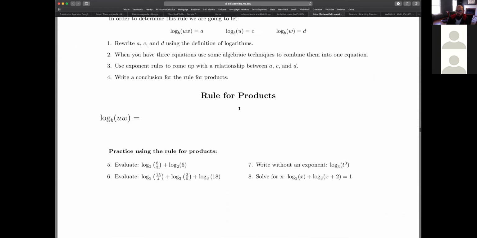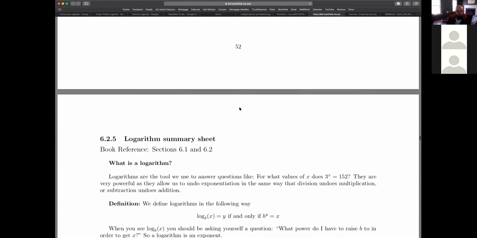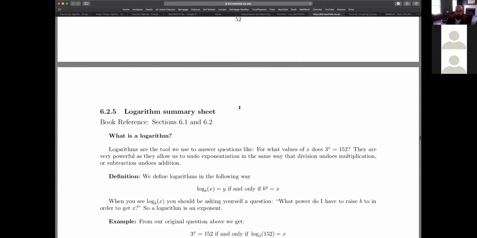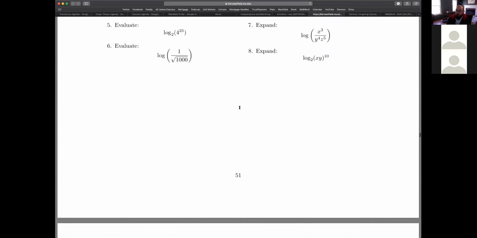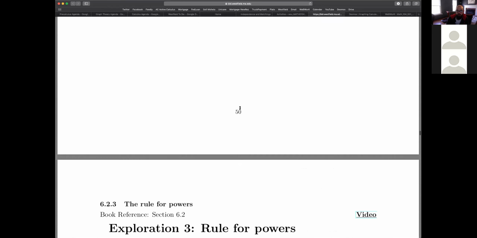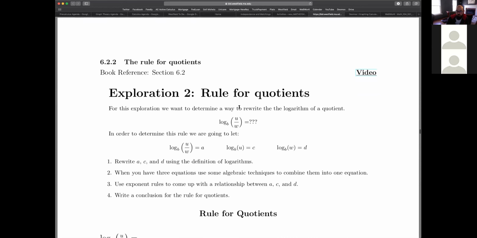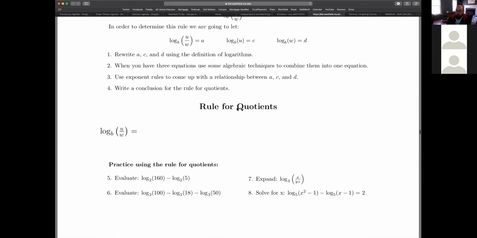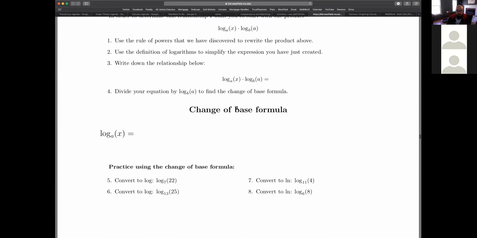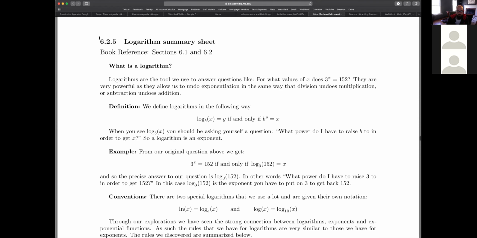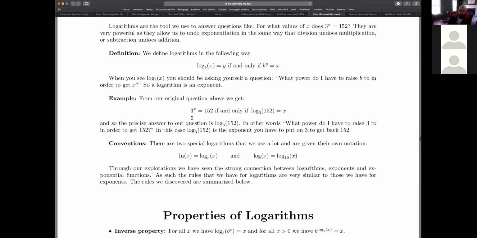So what we can do, we worked through this rule for products, right? But we can actually extend this to lots of different rules. These all have different explorations. So there's 4 different rules, right? We did the rule for products. I'm not going to go through the rule for quotients, but it's very similar. 2, 3, and 4 are very similar, but 6.2.5 is a summary sheet of all the information. So today we talked about the definition of the logarithm, how we use the inverse property, and then the definition with an example.